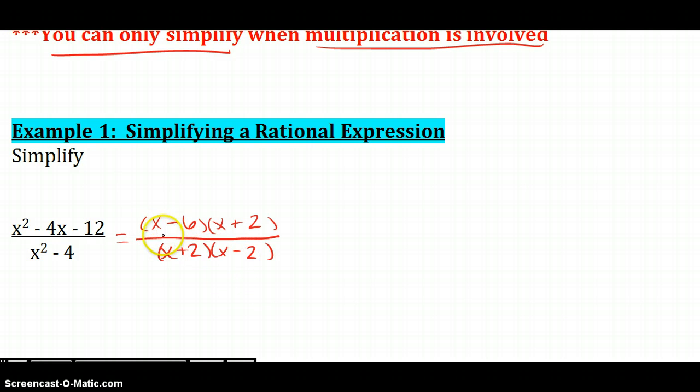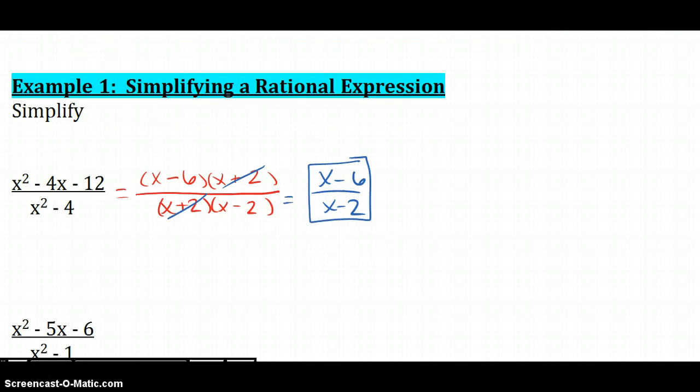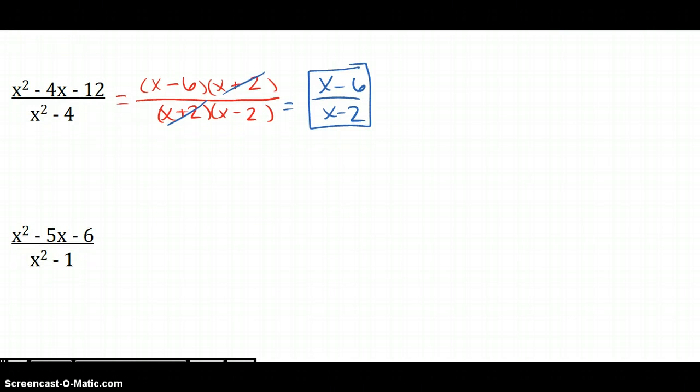So now that we have simply multiplication, you see how this binomial is times this binomial? Same thing on the bottom, it's all multiplication. So I can cross out these x plus 2's, and this would be your final answer. That's completely simplified. Same thing's going to happen here.